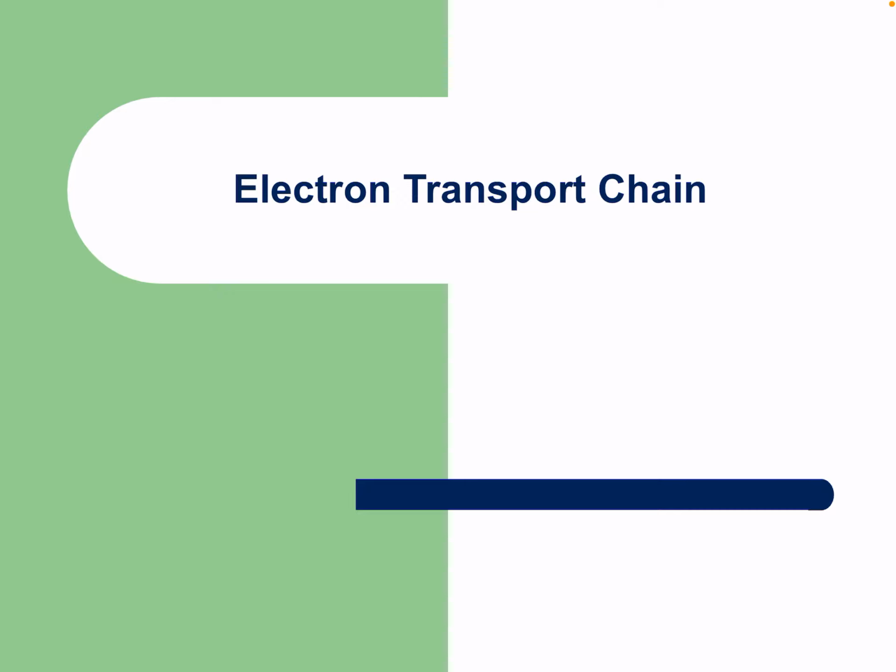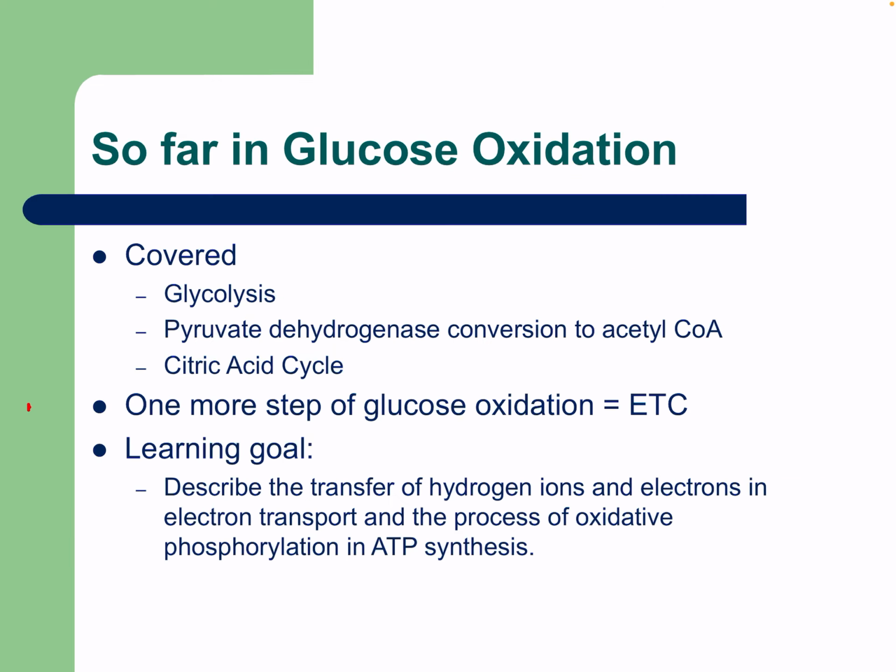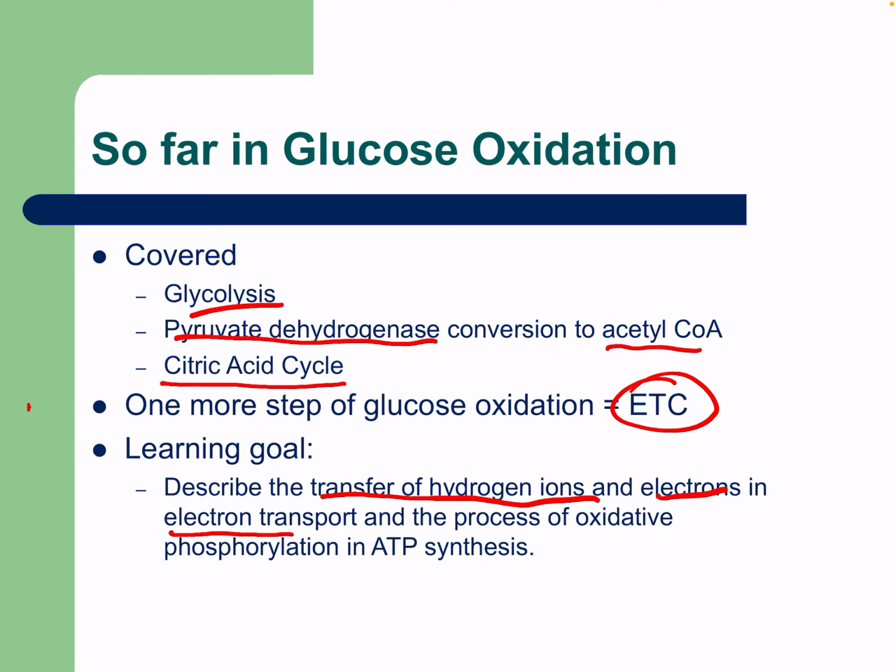Hello everyone, so today we're looking at the electron transport chain, or the ETC. So far in glucose oxidation we've covered glycolysis, pyruvate dehydrogenase conversion to acetyl-CoA, and the citric acid cycle. But there's one more step of glucose oxidation, the electron transport chain. The goal here is to describe the transfer of hydrogen ions and electrons in the electron transport and the process of oxidative phosphorylation in ATP synthesis.